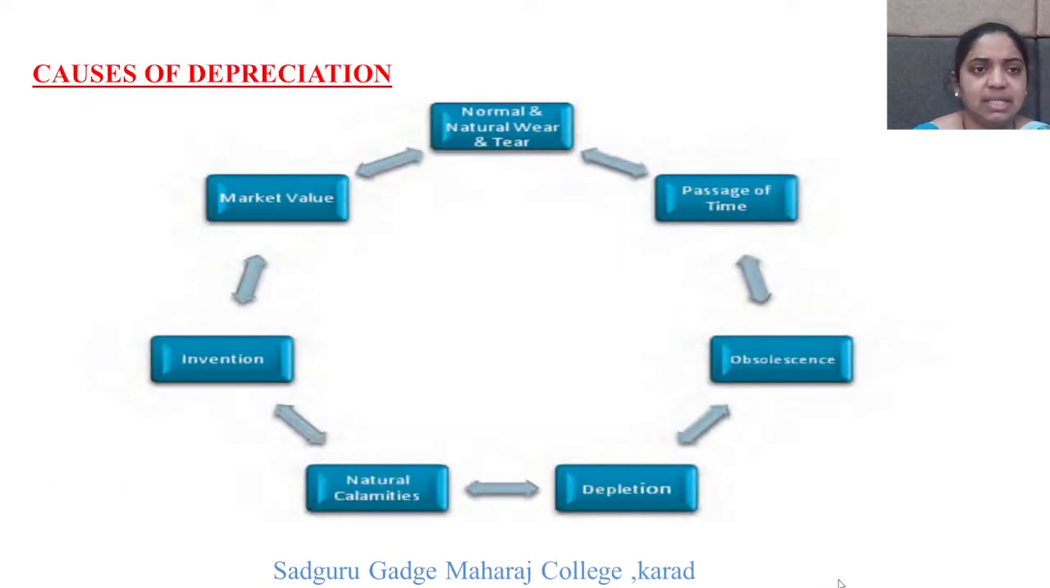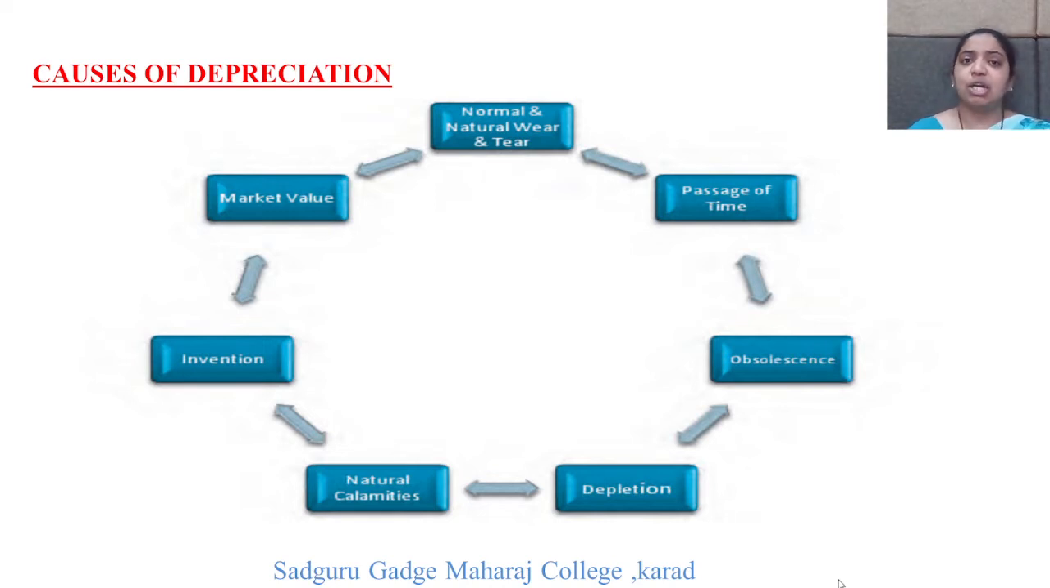Afterward, we will see the next one, the causes of depreciation. What exactly are the causes of depreciation? Why is depreciation caused? You can see a diagram in front of you. This diagram is important because through this we come to know about the various types. In the center, the causes of depreciation are divided into 7 points.